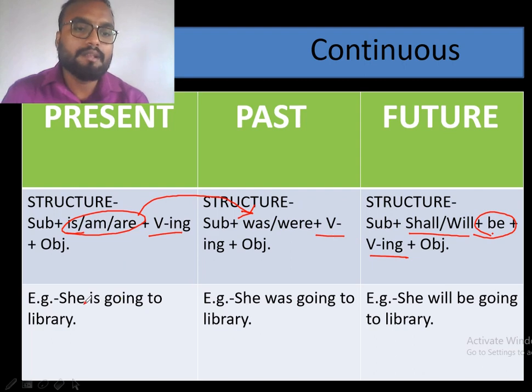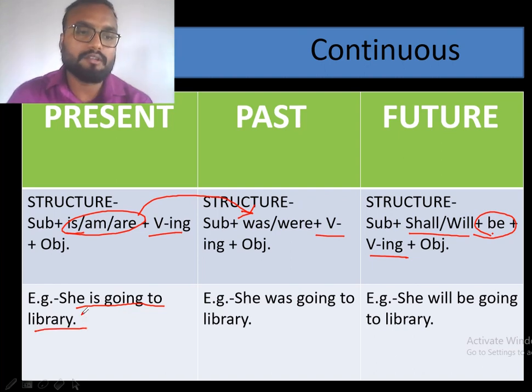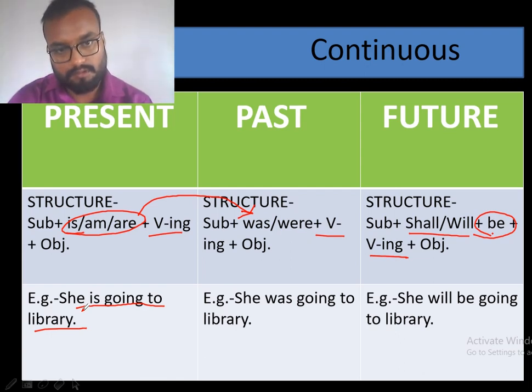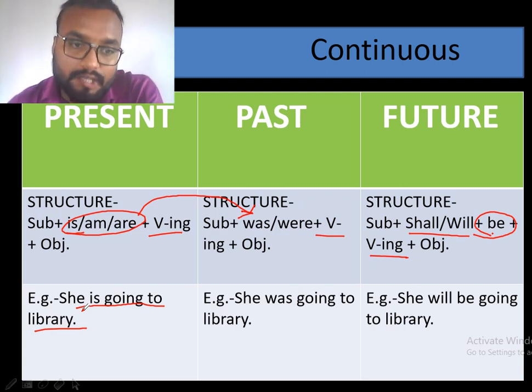Okay, now see the example. She is going to the library at a particular time in present. The action of going to the library is in progress, so it is temporary. I told you that continuous tense is temporary. The time will come when she will reach and the action will be completed, whether it is in present, in past or in future. The action will come to an end. Therefore, it is said to be a temporary tense as well as a progressive action.